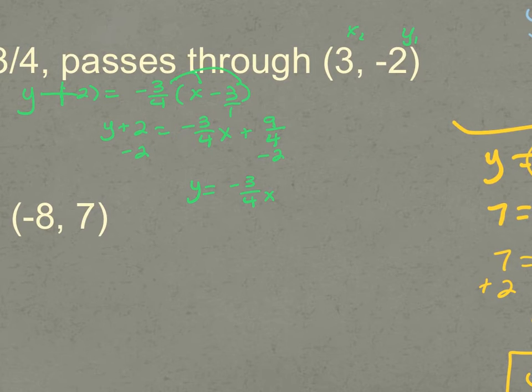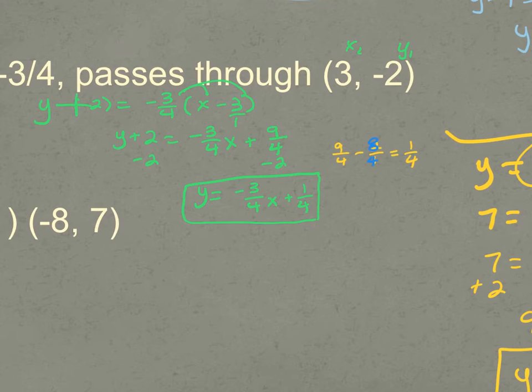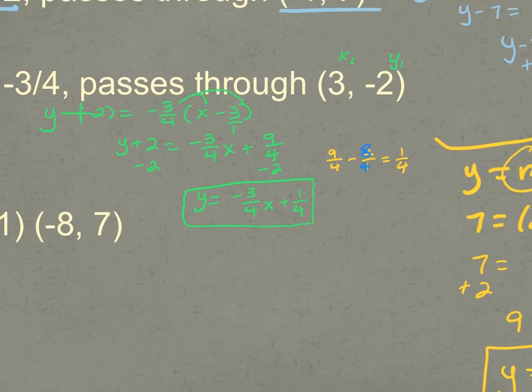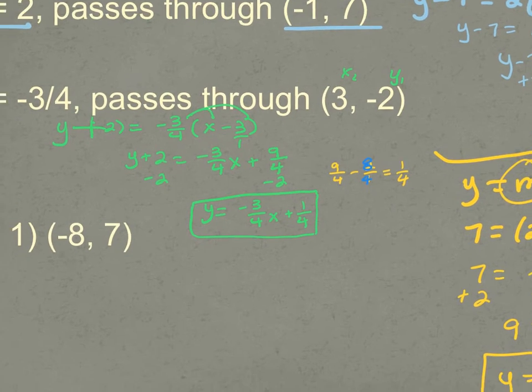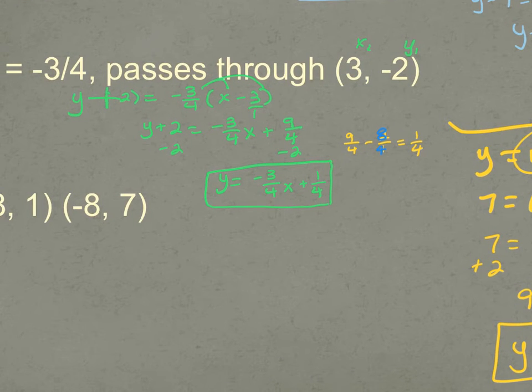And then I'll do this over the side. 9/4 minus 2 over 1 becomes 8/4. So this is 1/4. I have to convert that 2 over 1 to have the same denominator as the 9/4, and I want to combine them and get the 1/4. What I do not want to see here is decimals, okay? I want fractions.